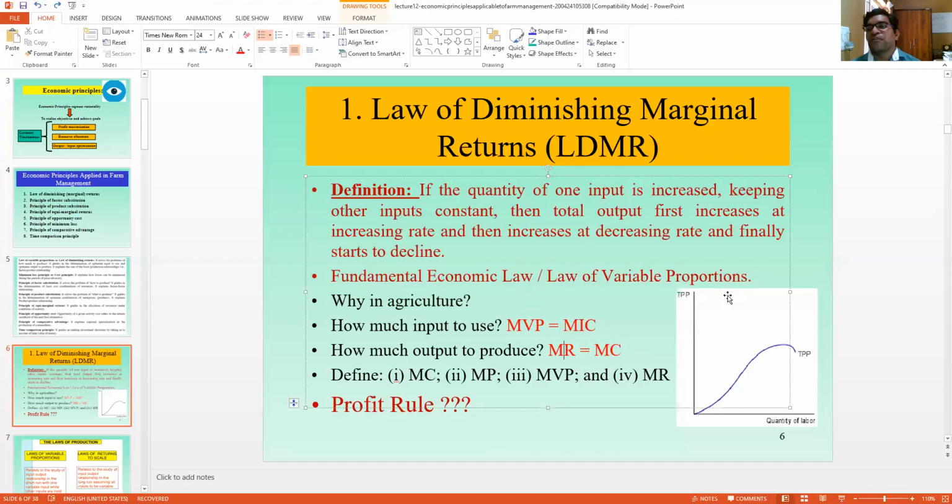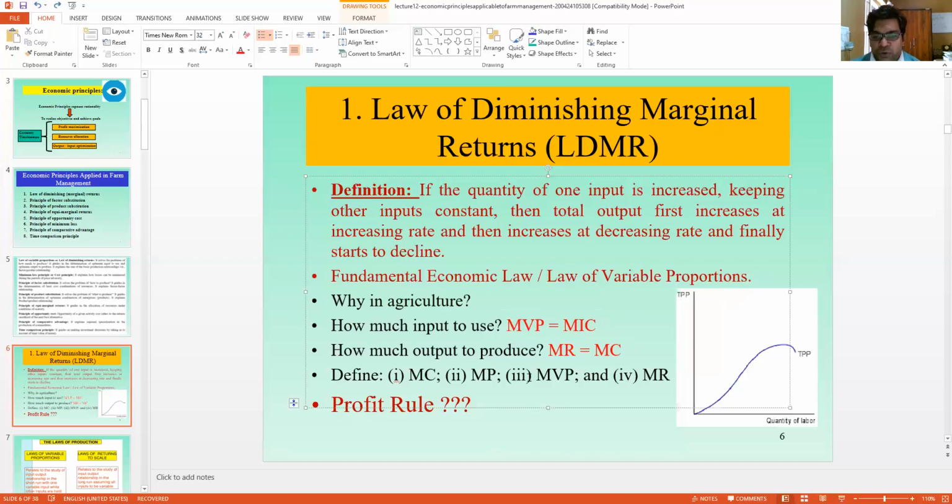Whatever the quantity of Y output you are getting, for example, a farmer is getting 80 kg of output. So 80 kg into price per kg of output, for example, 10 rupees. So 80 into 10 is equal to rupees 800. So this is the TVP, total value of product. Are you getting it? So what is the profit rule? Profit rule is that optimal input level and optimal output level should be equal. That is the profit rule.